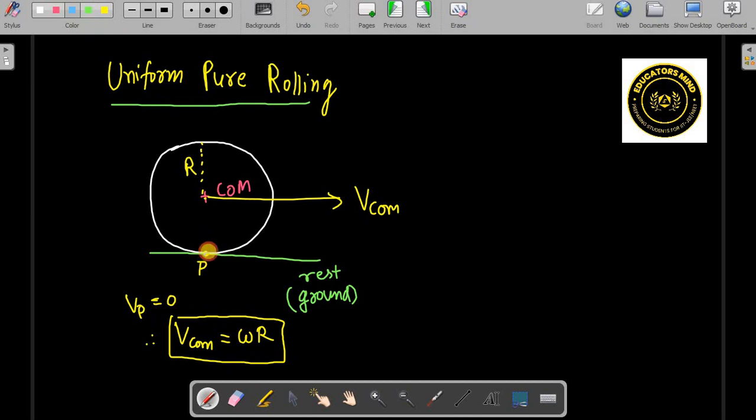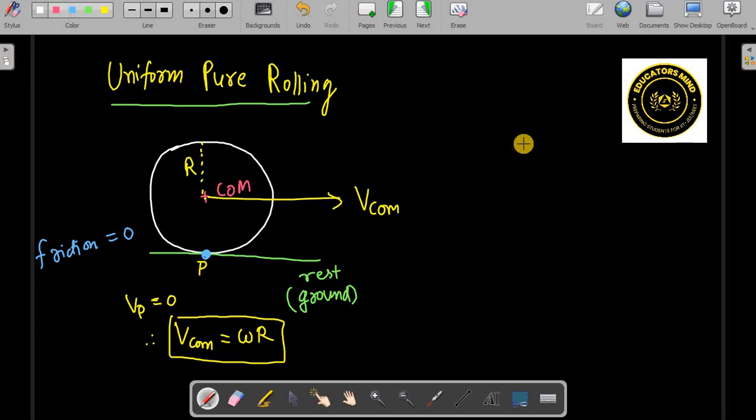Now uniform pure rolling means this point P is moving in such a manner that there is no sliding action happening here. No sliding action happens, no friction is going to act. Even if this surface is a rough surface, the friction here will be 0. Zero friction will act here in uniform pure rolling, even though the surface may be rough. This is what you have to understand here.